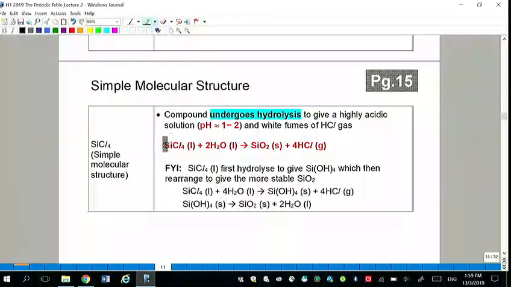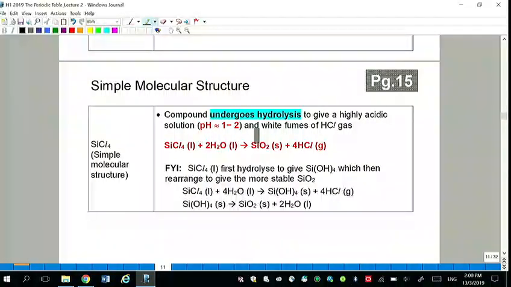Okay, the next one is your silicon chloride. What happens is that if you have chlorides that have a simple molecular structure, it will just undergo hydrolysis. So the compound will undergo hydrolysis. Hydrolysis simply means that it will react with water. When it reacts with water, it actually forms your silicon dioxide and also your HCl gas. Because of the white fumes of HCl, some of it will be able to dissolve in your aqueous solution. So that is why the pH of the solution is 1 to 2, very acidic.